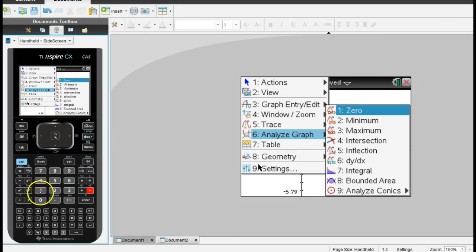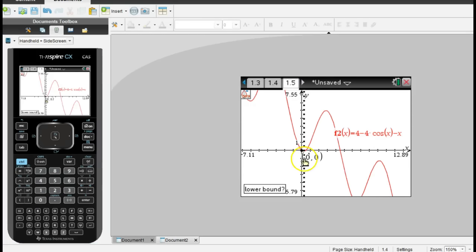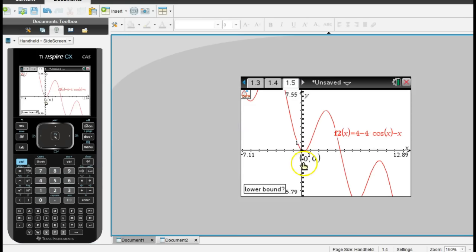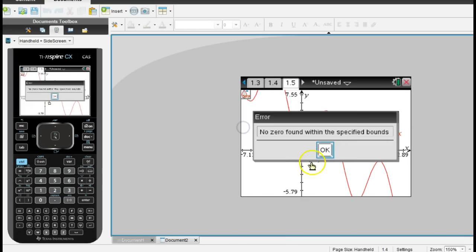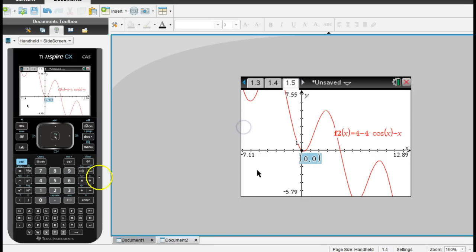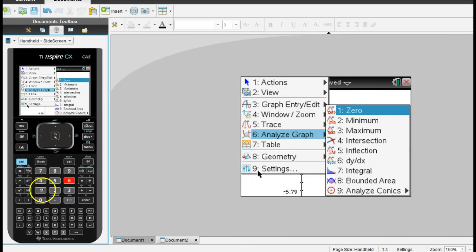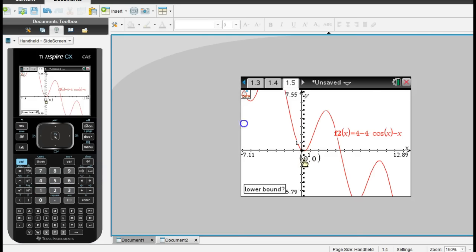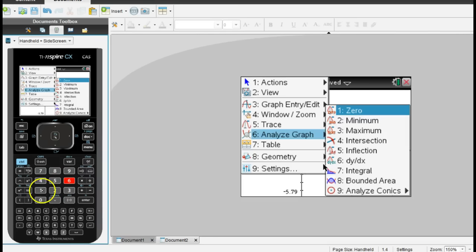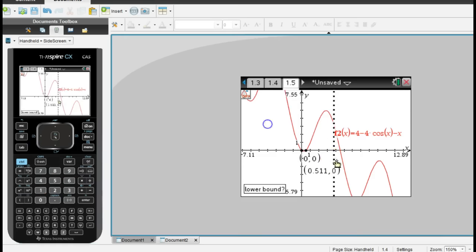I need the next one though, I need the next one, which is at lower bound. I didn't find it. Menu 6, 1. Lower bound there. There's 0.511. So just drag that down. And then the last one will be at menu 6, 1. Lower bound.